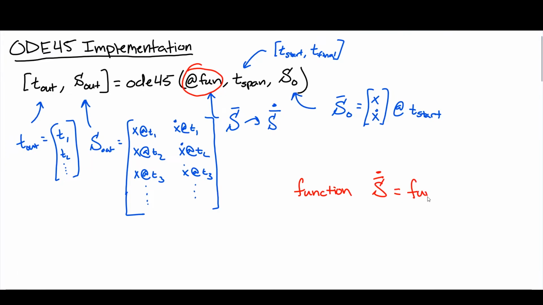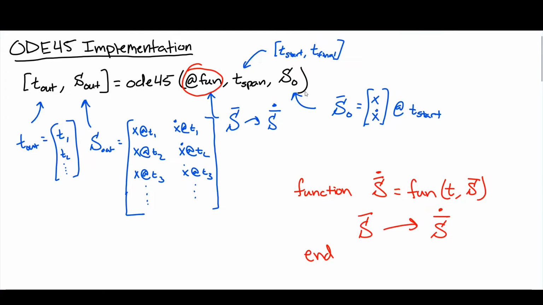The function name, which I'm just going to call fun for now, needs to have two inputs. That first input needs to be time t, and the second input is going to be your state variable vector. Within the function, you'll describe how to get from the state variable vector s to s dot. This will become a bit more clear as we start coding this up. So these are the components that you need to make a MATLAB function.